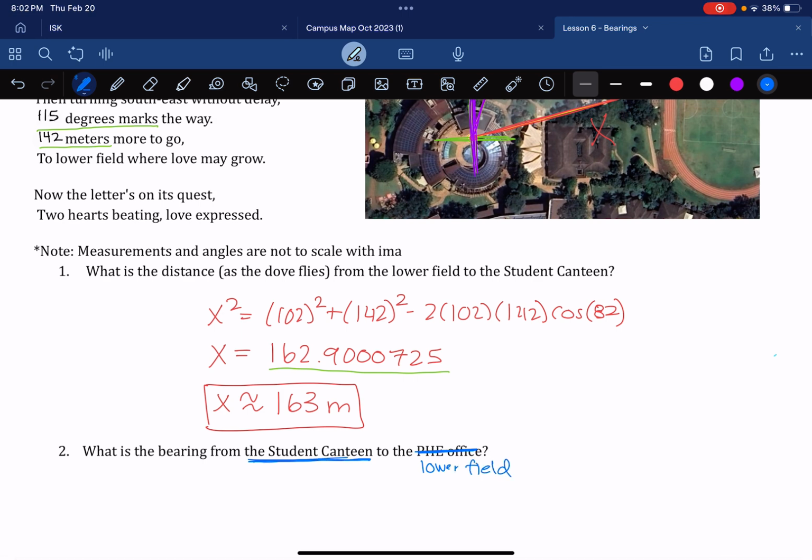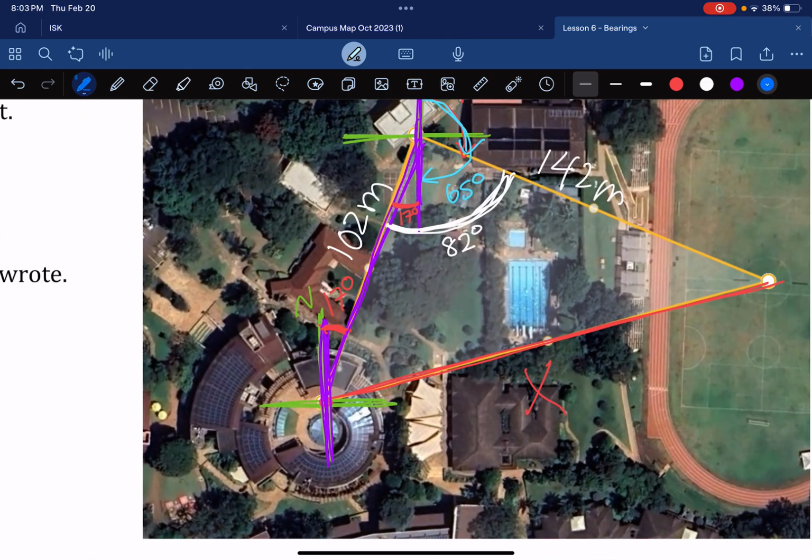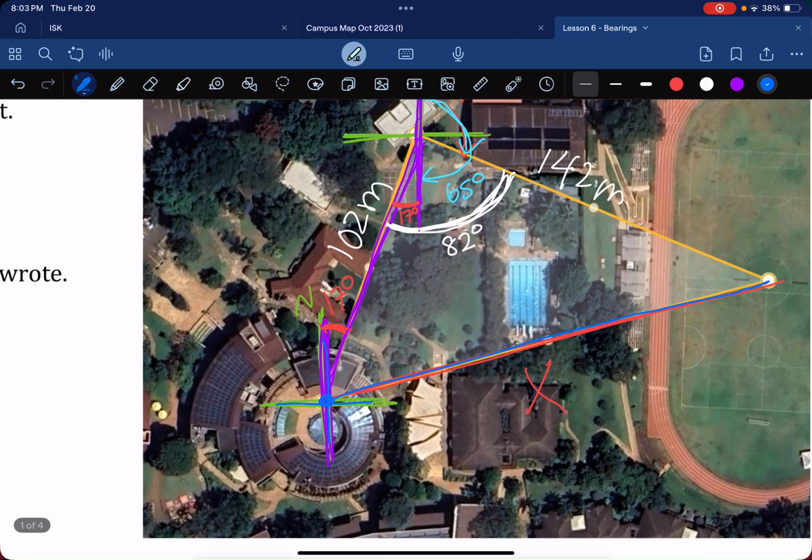So I'm starting at the student canteen because that's what comes after from, and I'm going to go to the lower field. So let's look at that image. Starting here, I'm using this cardinal direction in order for us to figure out that bearing. This is the line that connects the student canteen to the lower field. So I'm looking at this bearing here. I can see that that bearing would come from 17 plus whatever this angle is inside of my triangle.